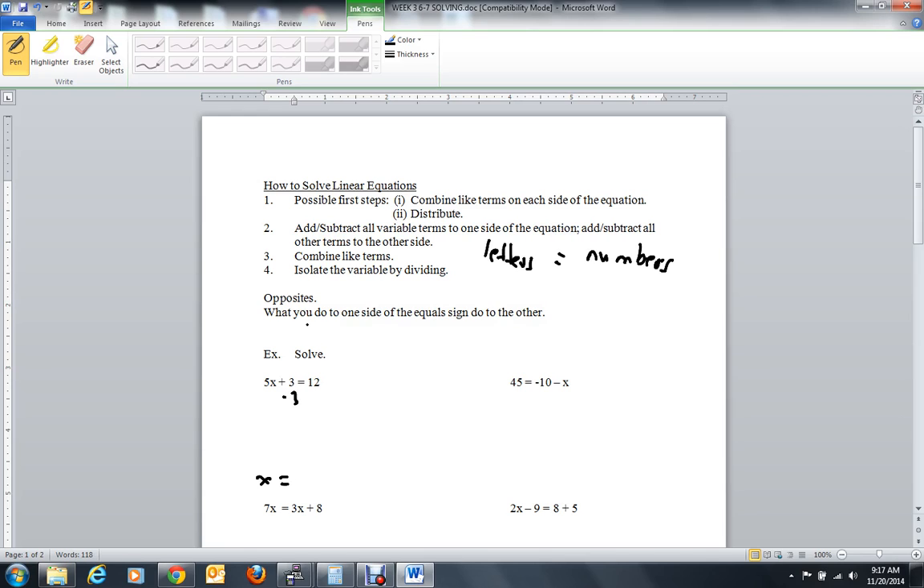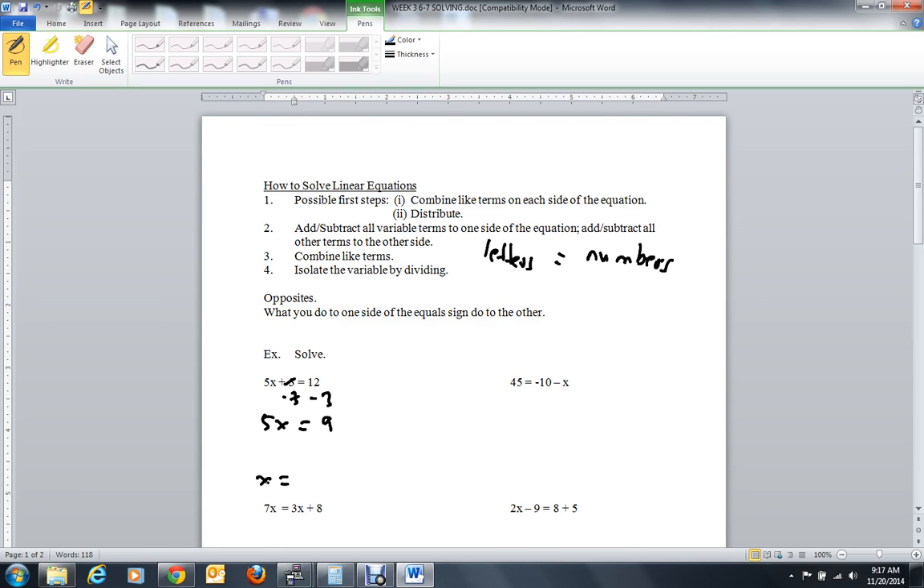And because that's the opposite, and once you do the one side, do the other, so immediately I subtract 3 from the right side also. Now those are going to cancel, leaving 5x. Then 12 minus 3 equals 9, because those were like terms on the same side. So I'm going to combine them.